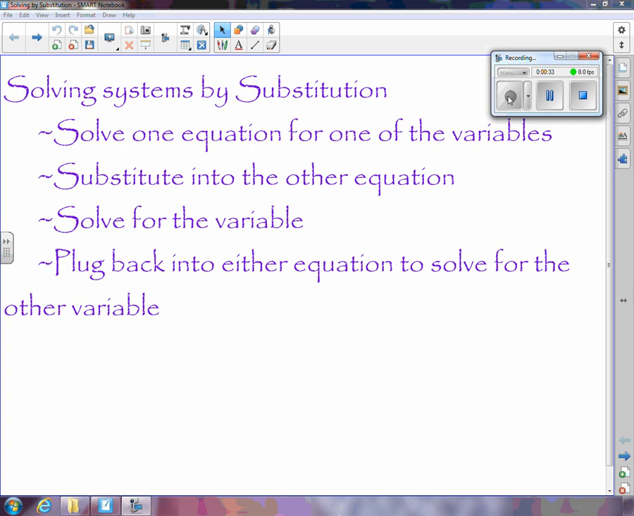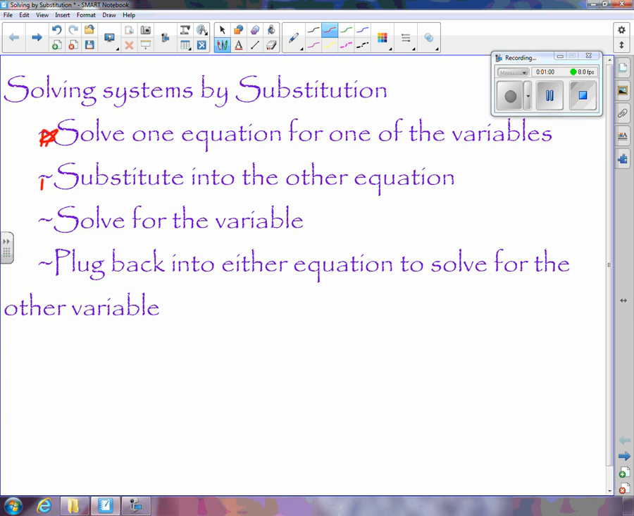So this method is called substitution. The idea of this is that we are going to solve one equation for a variable and then plug that equation into the other equation to eliminate a variable. So the first step that we want to do is solve one of the equations for one of the variables. It doesn't matter which variable you choose, just pick the one that's easiest to solve for. Sometimes the step will already be completed for you.